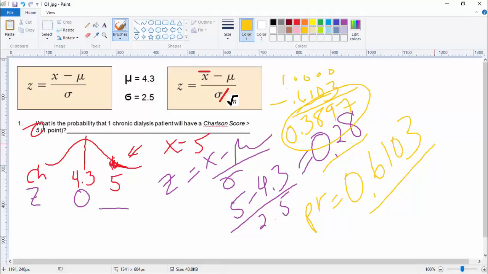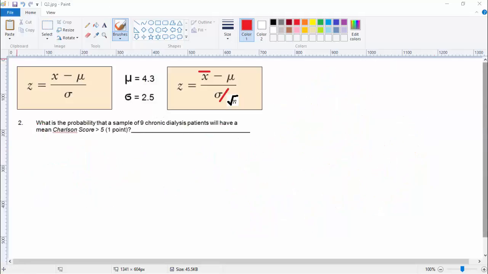Okay, so now let's move on to question 2. Now we're going to move ahead and do question 2, which is going to ask about a sample of 9 patients instead of just one. So what is the probability that a sample of 9 chronic dialysis patients will have a sample mean Charlson score of greater than 5? I kept the 5 the same, and I kept this number the same here. Now it's an x bar.